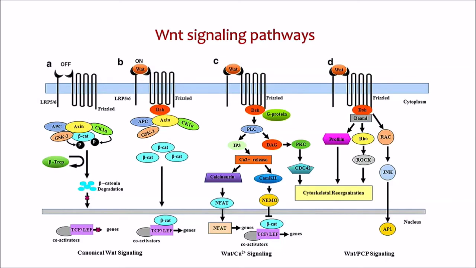What happens there is that normally beta-catenin is marked for degradation in the cytoplasm, and in the presence of Wnt, that degradation is actually stopped. Beta-catenin gets into the nucleus and starts regulating genes.